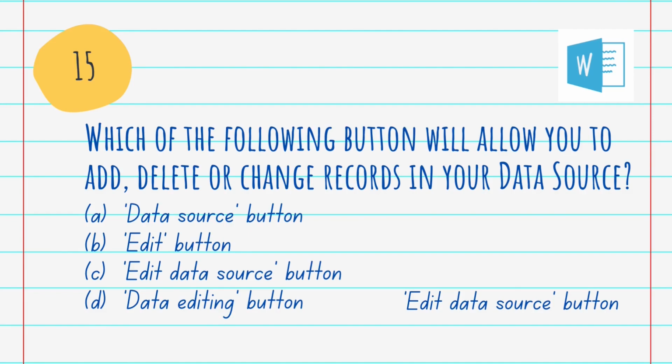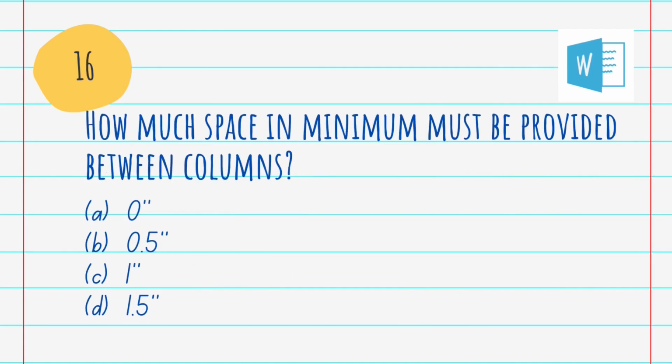Whenever the user has a requirement to change the values of data of the imported data source, the Edit Data Source button allows the user to edit the data. Okay. Then question number 16. How much space in minimum must be provided between the columns? A 0, B 0.5, C 1, D 1.5, and the answer is 0. Zero space in minimum must be provided between the columns in a Word document.